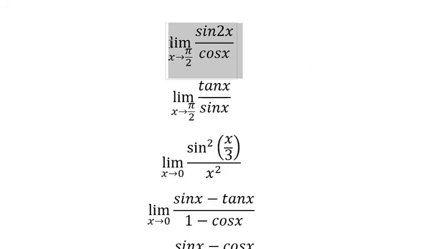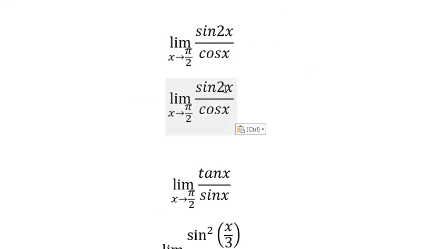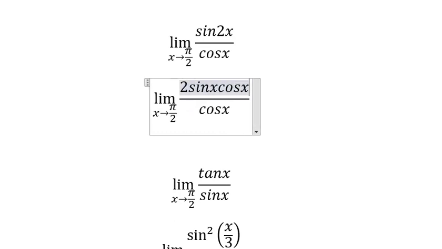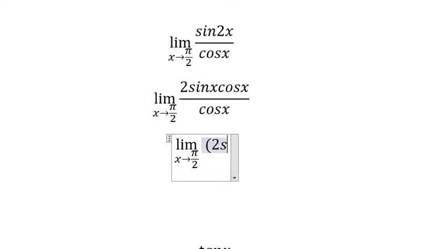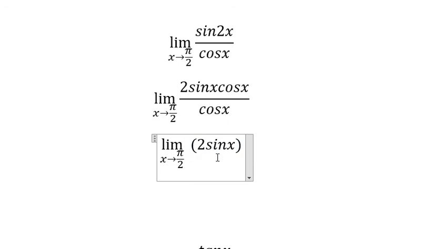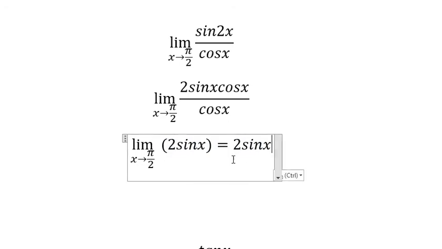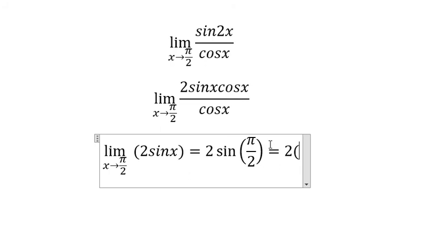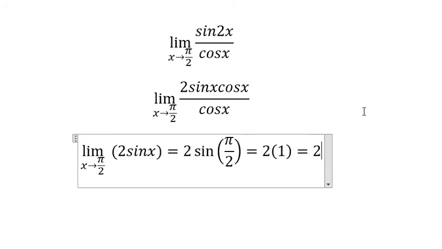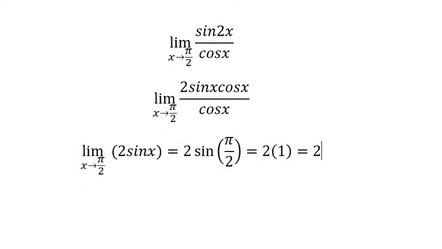Question number 3. We know that sine 2x is 2 sine x cosine x. Now, we need to simplify by cosine x. And now I will put pi over 2 here. And you get 2 multiplied by number 1, and you get number 2. And this is the final answer.